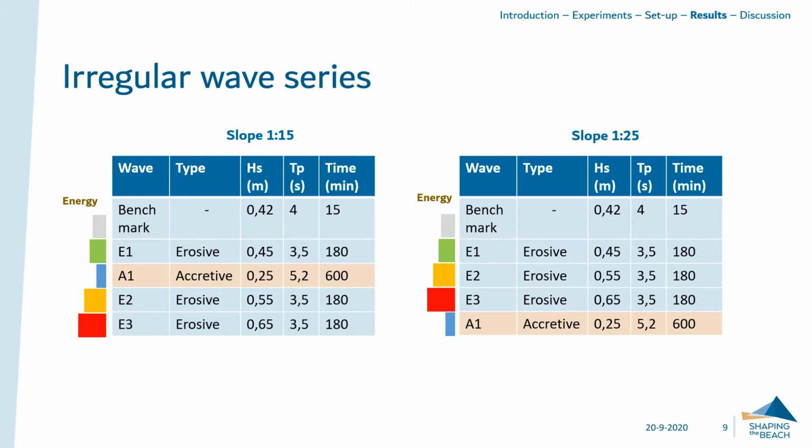Both experiments started on a handmade 1 in 15 and 1 in 25 slope, followed by a short duration benchmark erosive wave with lower energy.